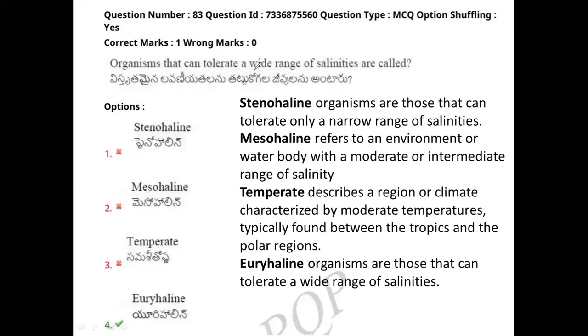Organisms that can tolerate a wide range of salinities, we call euryhaline organisms, which can tolerate high salt concentrations generally. Stenohaline organisms can tolerate only a narrow range, and mesohaline is a moderate or intermediate range of salinity.